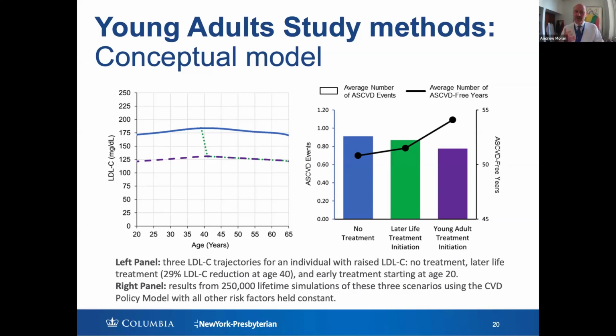So the bars are showing the number of ASCVD events, and the black line is showing the average number of ASCVD-free years. And you can see that compared with no treatment, certainly there's a benefit to later life initiation around age 40 of a statin, but a much greater benefit if the lipid lowering is commenced during young adulthood in this person.